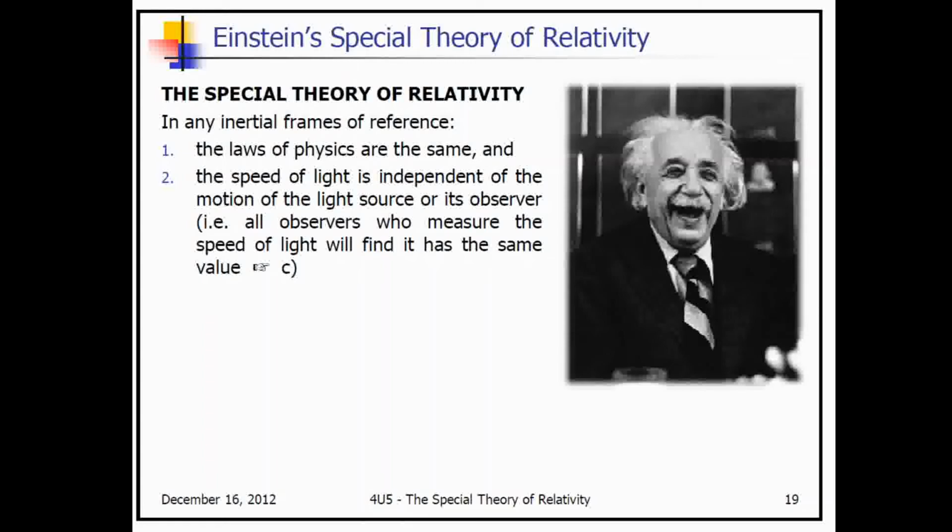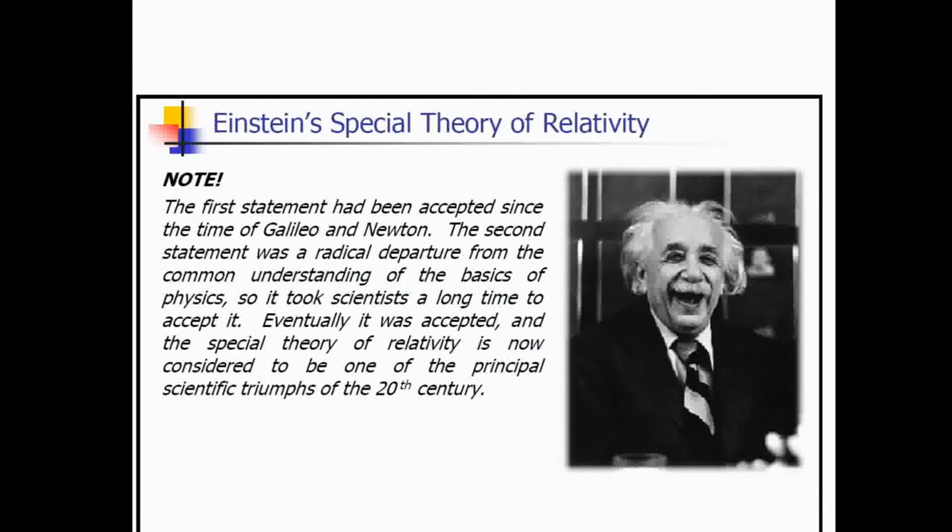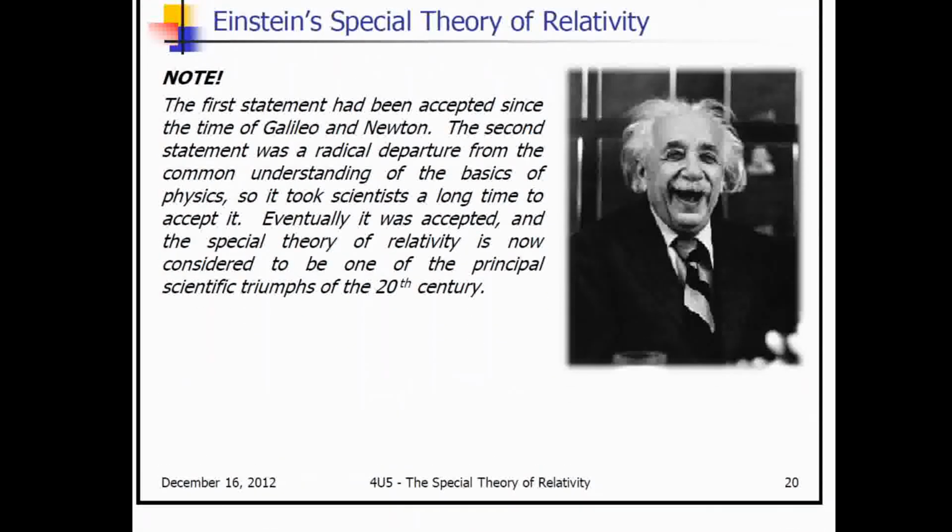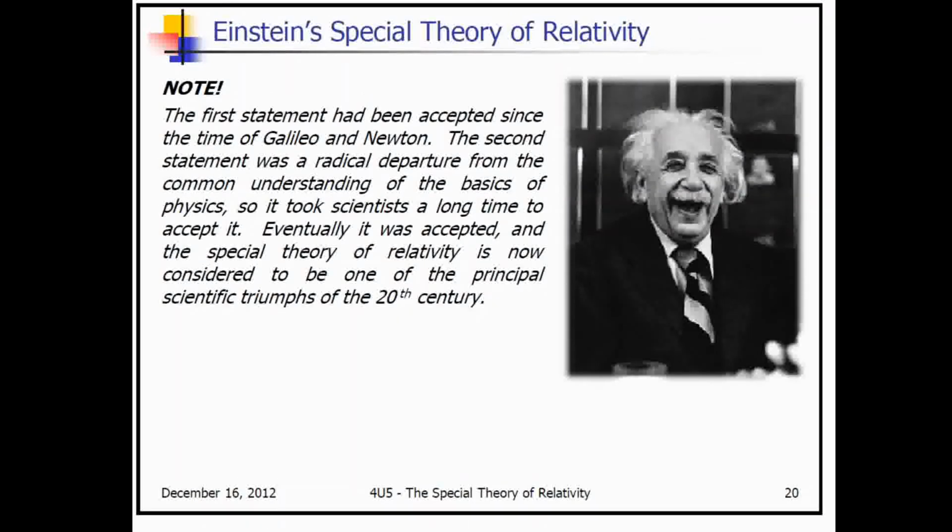All observers who measure the speed of light will find it has the same value of c, is what that means. So the first statement had been accepted since the time of Galileo and Newton. The second statement was a radical departure from the common understanding of the basics of physics. It took scientists a long time to accept it. Eventually it was accepted, and the special theory of relativity is now considered to be one of the principal scientific triumphs of the 20th century.